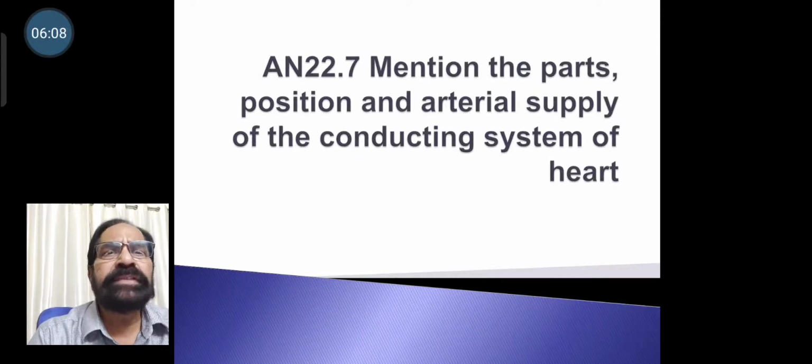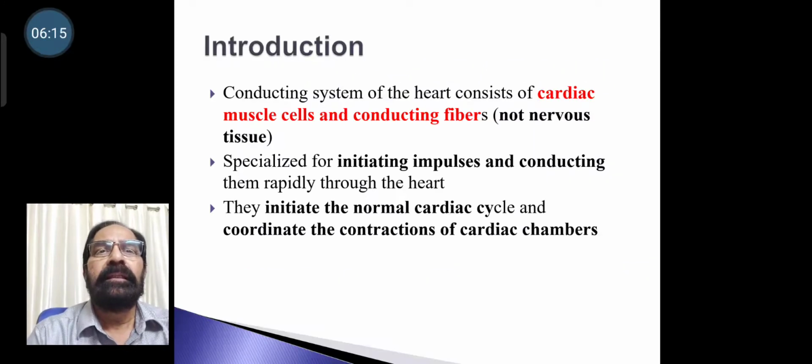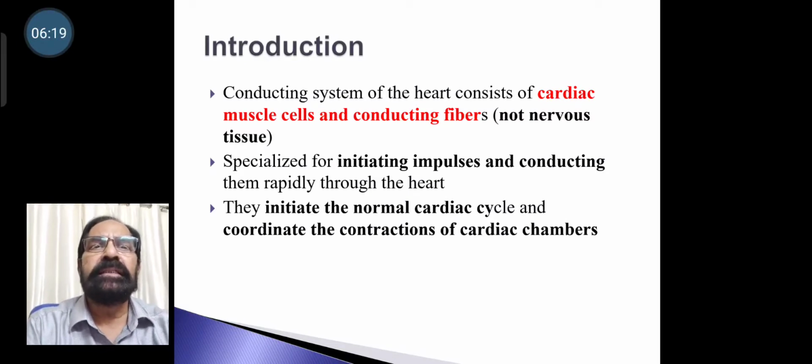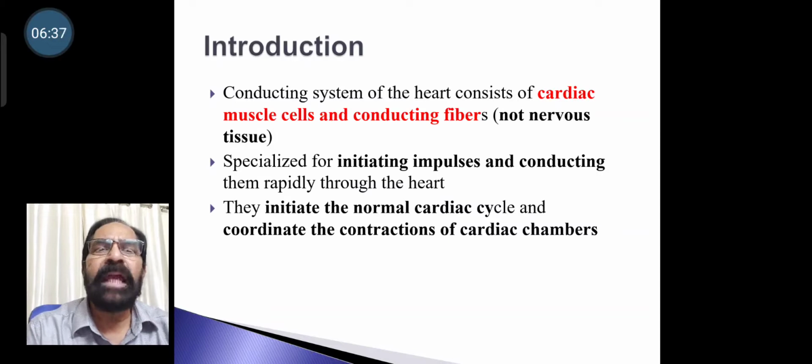Then we go on to study the position, arterial supply and conducting system of the heart. Conducting system. The conducting system of the heart consists of cardiac muscle cells and the conductive fibers, but they are not nervous tissues. They are specialized for initiating impulses and conducting impulses rapidly through the heart. They initiate the normal cardiac cycle and coordinate the contraction of the cardiac chambers.